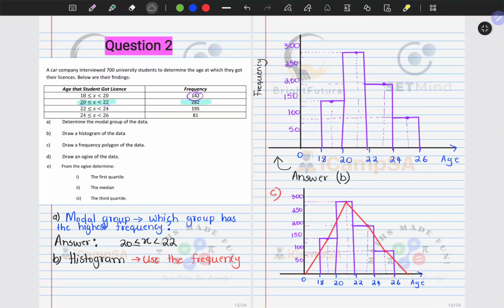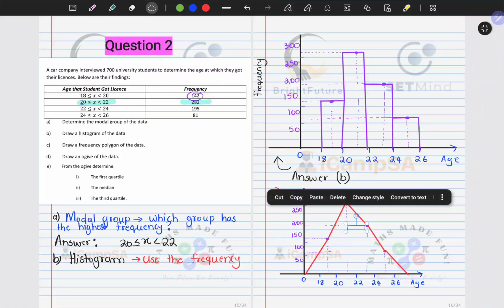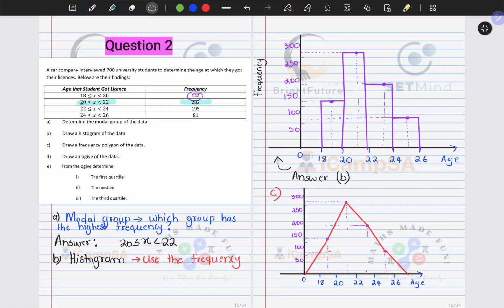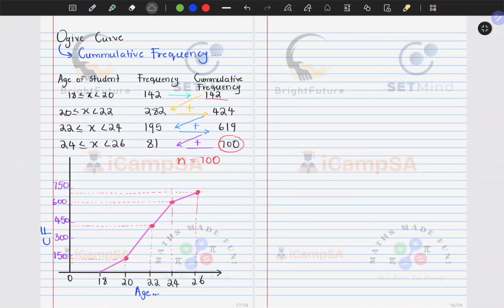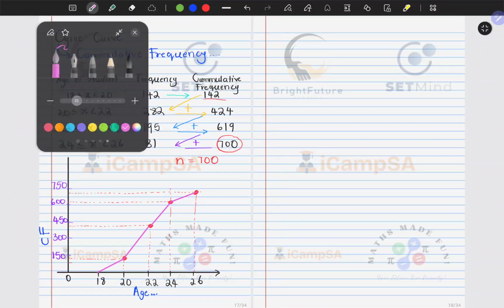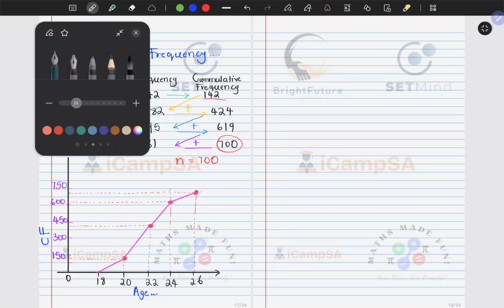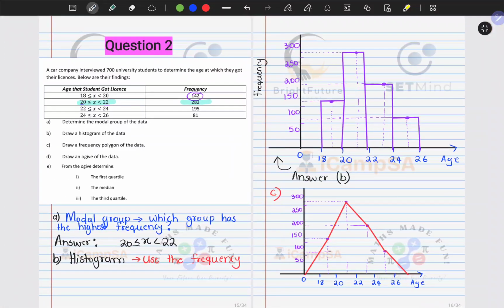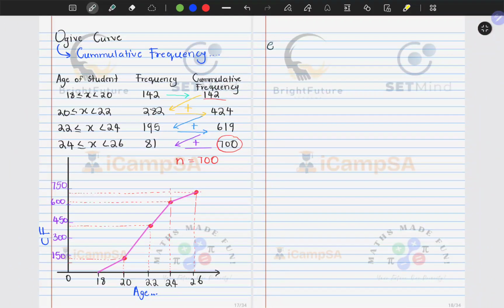Then maybe just for the previous one, when they were asking about the polygon, what you actually need to do is to go and delete that histogram there, okay? And that is what we are going to have. So that is our Ogive curve done. Now let's have a look. So they're saying we need to, number E, determine Q1. So we have E Roman figure 1. And the answer is, what is Q1?